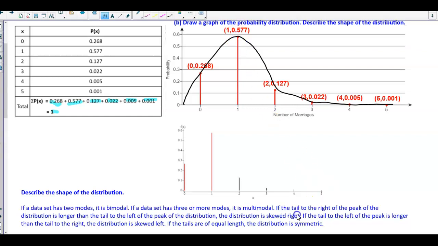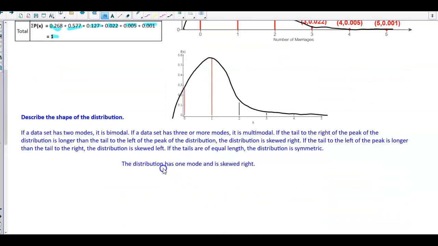Now if the tail to the right of the peak of the distribution is longer than the tail to the left of the peak, then the distribution is skewed right. If the tail to the left of the peak is longer than the tail to the right, then the distribution is skewed left. If the tails are of equal length, then the distribution is symmetric. By looking at our graph, we can see that we have one peak. And what else do we know? Well, the distribution has one mode, so it's one peak, and it is skewed right.